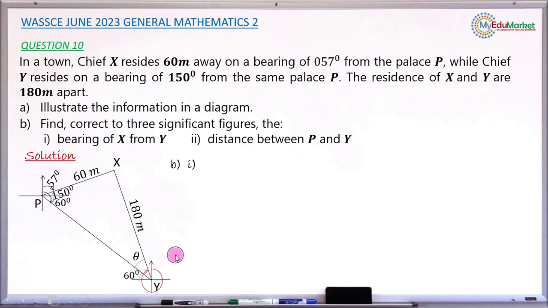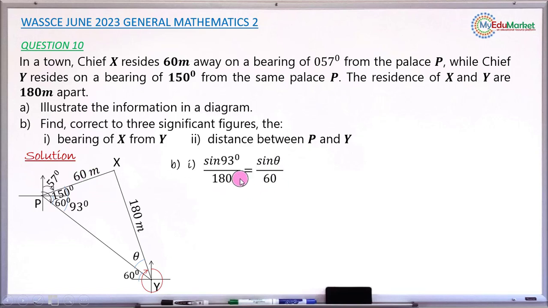What remains is to find this angle theta, which I can find using the sine rule. For the angle inside the triangle at P, if this is 57 and this is 150, subtracting 57 from 150 gives 93. So I can now apply my sine rule. Sine 93, this very angle, divided by the side opposite to it, which is 180, will be equal to sine theta, which is the angle I want to find, divided by the side opposite to it, 60.